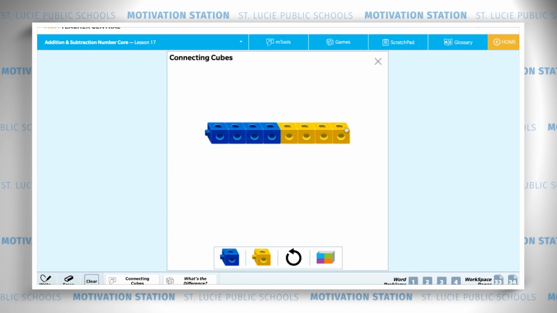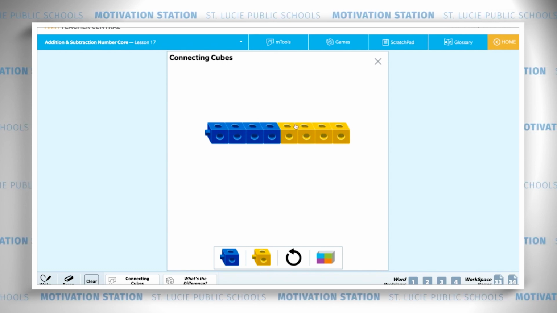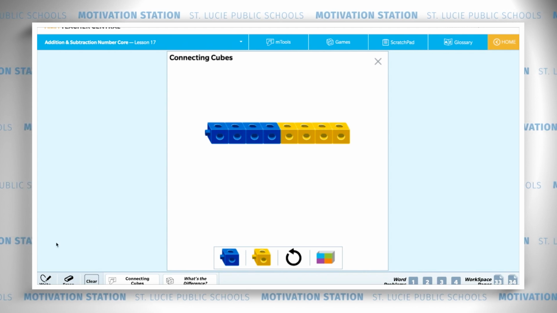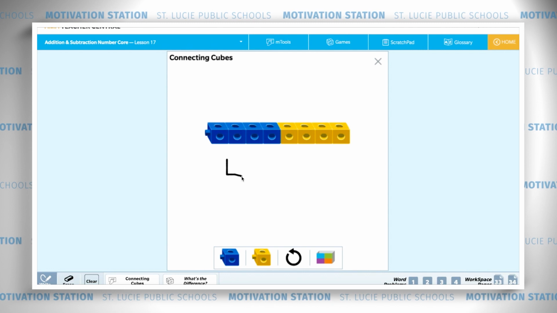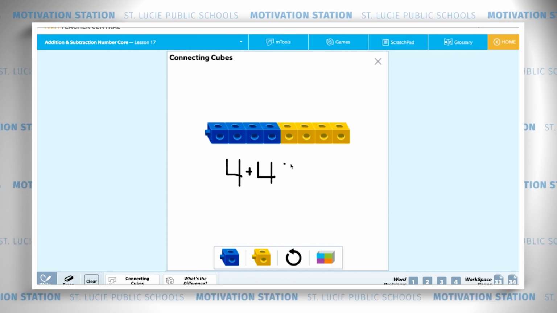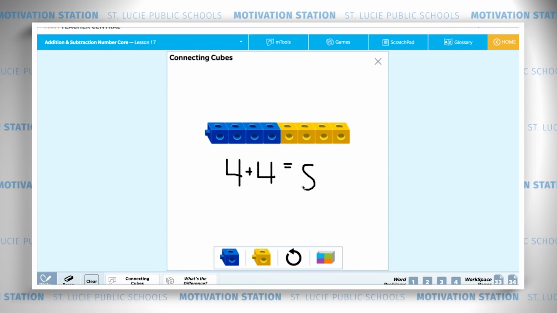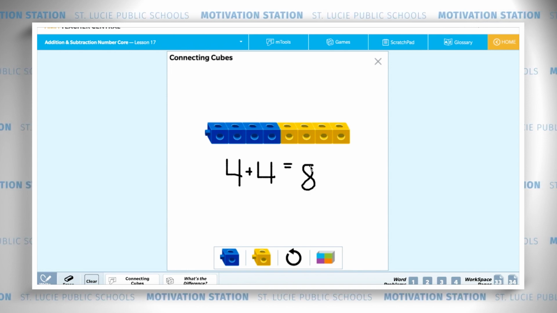Okay, so now let's see how many we have all together. 1, 2, 3, 4, 5, 6, 7, 8. Awesome. Let's write an equation. We had 4 plus 4 equals 8. Now that's an example of a joining addition problem.